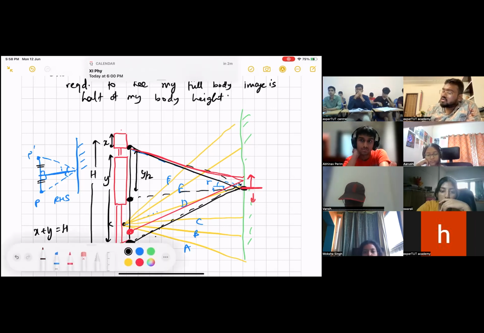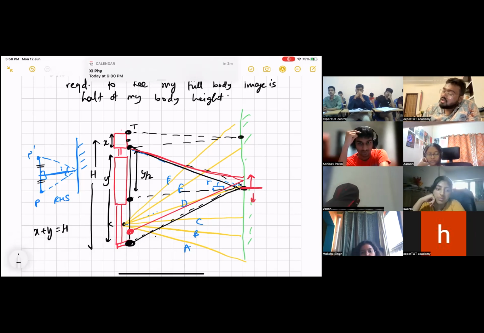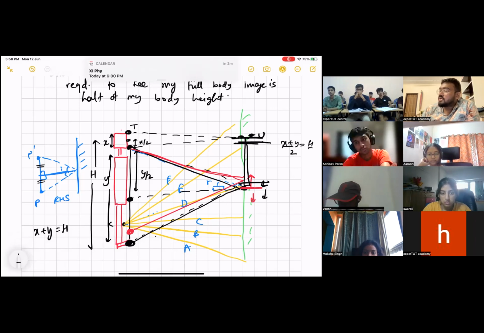Similarly, symmetrically, for the topmost point the light ray will go like this. The midpoint will come here, with this point of the mirror at x by 2. You don't need any mirror above this upper point, and you don't need any mirror below the lower point. So only this part of the mirror is required. The upper portion is x by 2, the lower portion is y by 2, so the total is (x plus y) by 2, which is equal to h by 2.